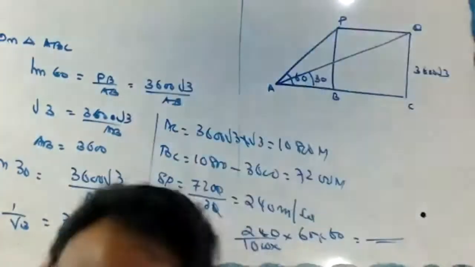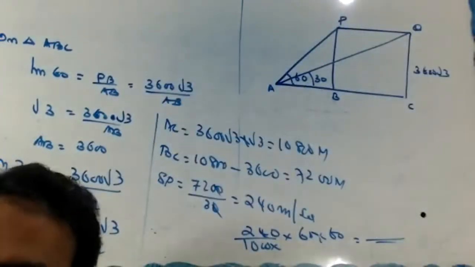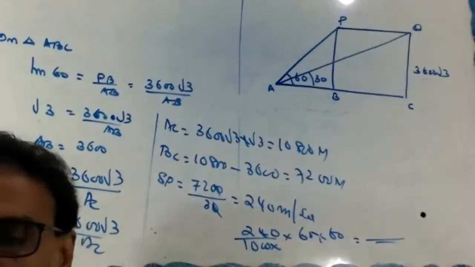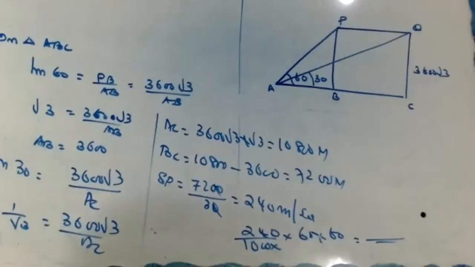Okay, finish. So finish it fast. Hello, finish or not? Radhika, finish. Same figure. Instead of here, 3600 root 3, here 80.